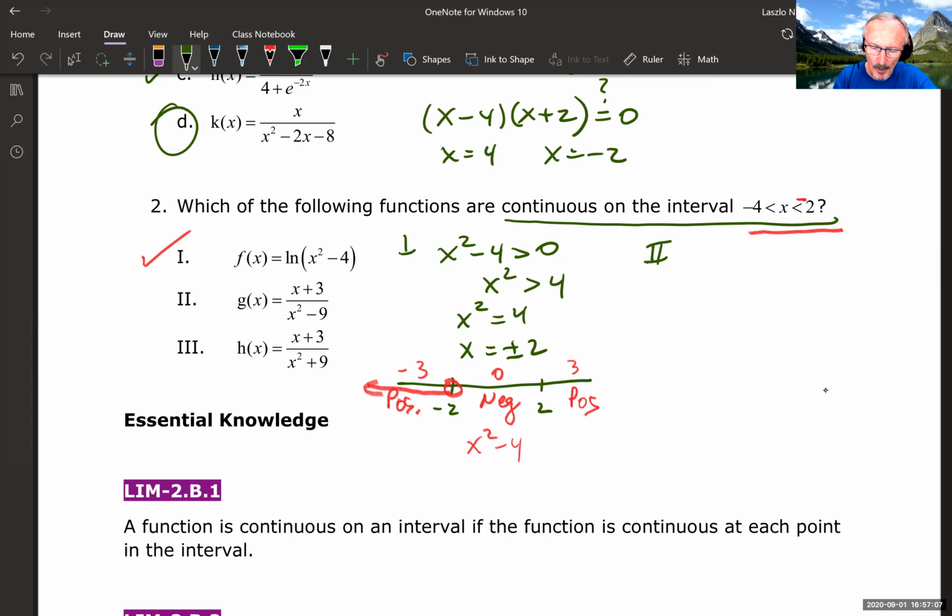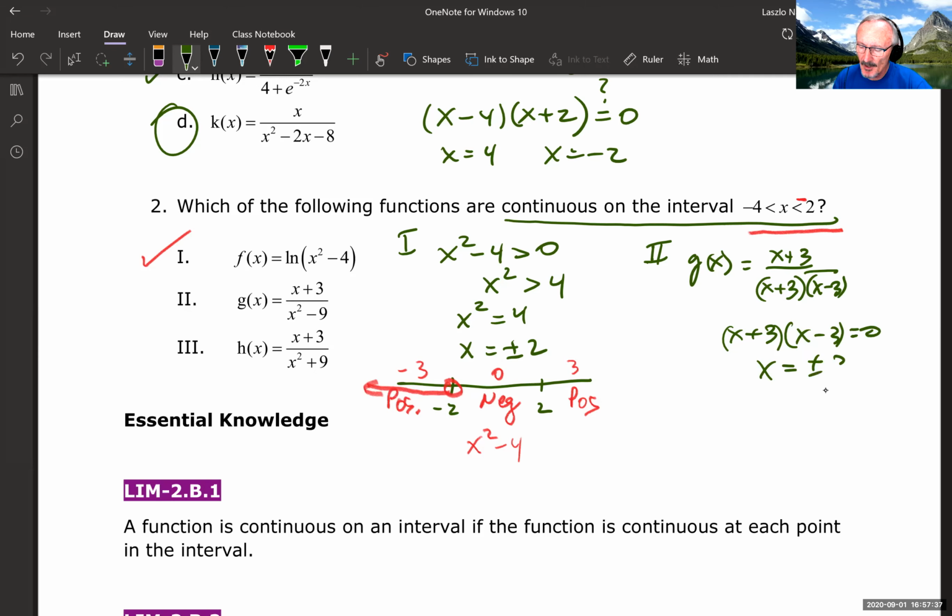So this was number 1. Okay, number 2, we have g of x is equal to (x + 3) over (x + 3)(x - 3). So let's see, we have problems at -3. The denominator would be equal to 0 at x equals plus or minus 3.